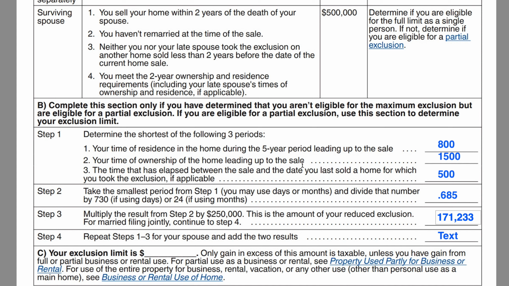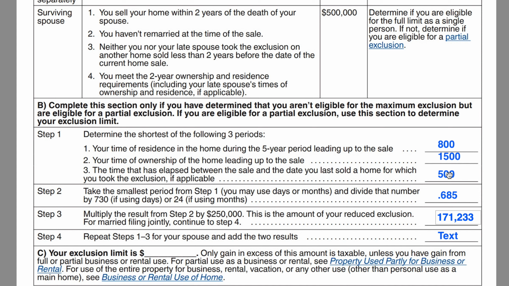So in step 1, you're going to determine the shortest of 3 periods: your ownership, your residence, and the time that elapsed between that sale and the last time you took the exclusion. So again, 730 days equals 2 years. So in lines 1 and 2, the ownership and residence rule, there's no question about that. However, it appears that in this situation, 500 days has elapsed since the last sale, which means you can't exclude 100% of what you would be entitled to.